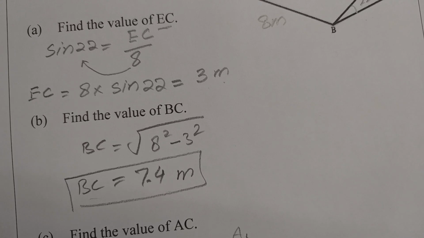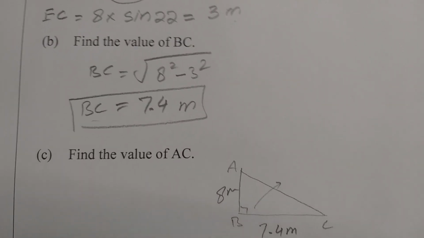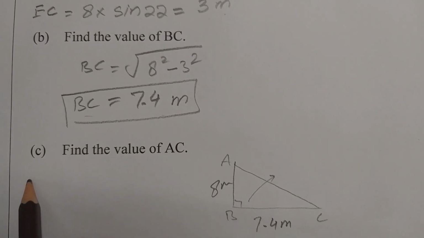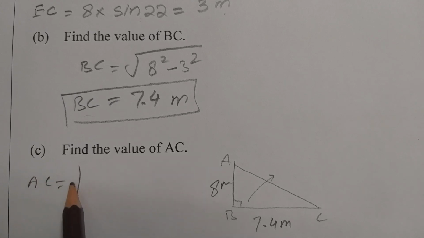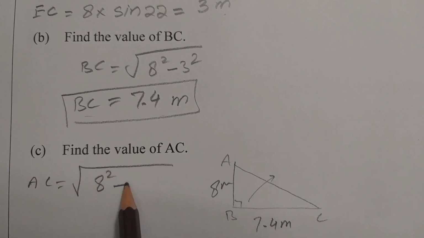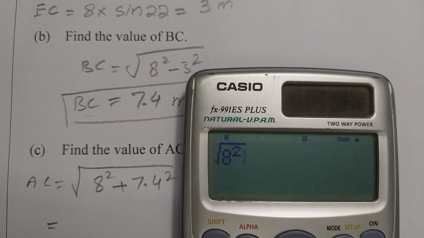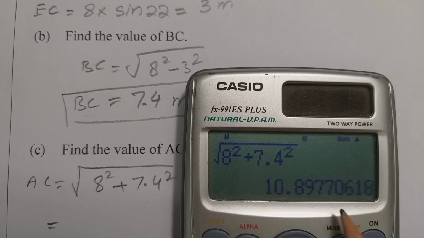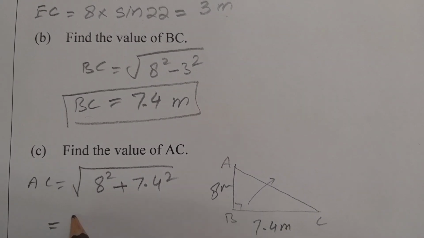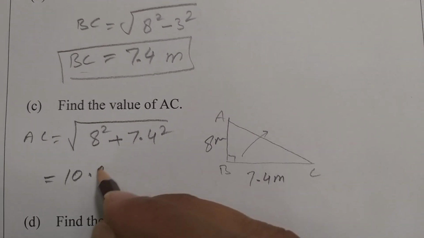Again, don't forget to put the squares of the values. So AC equals 8 square plus 7.4 square, because it is the longer side, so we add them. 8 square plus 7.4 square gives us 10.8977. If I round it, it becomes 10.9. So 10.9 meter.